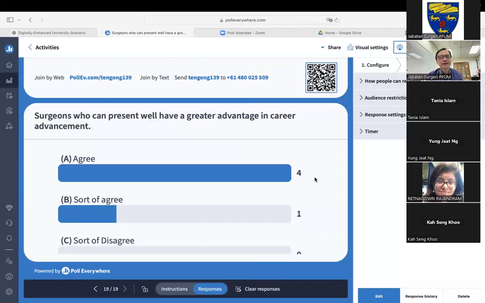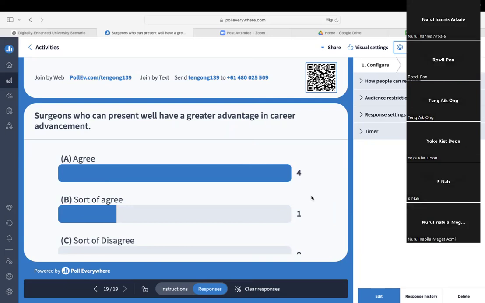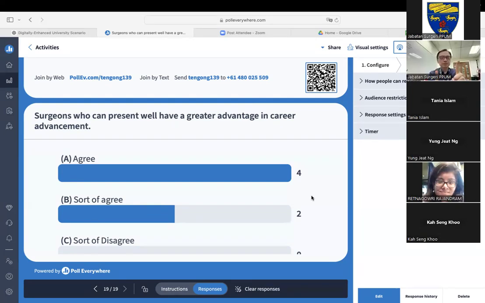Agree, most agree lah. But this question is not well said. It all depends on the scenario and all that. But of course, if it's the same condition, this surgeon has the same quality, same skill, same judgment compared to another person with the same qualification, same skill, same judgment capability, the one who can talk is obviously the better one.